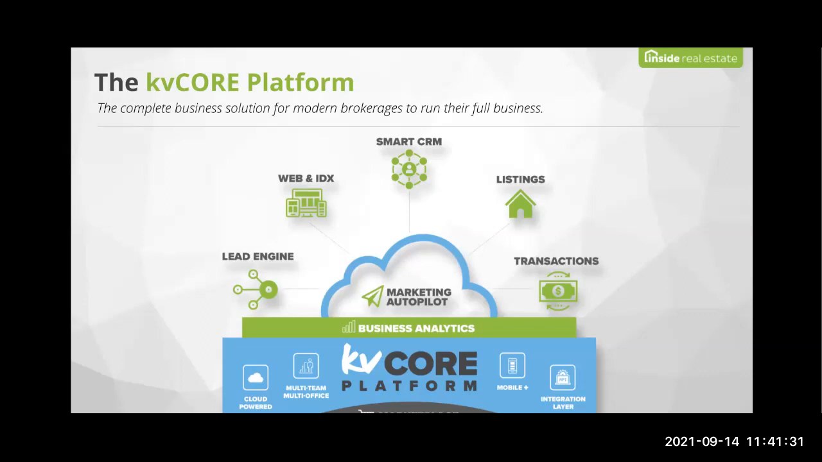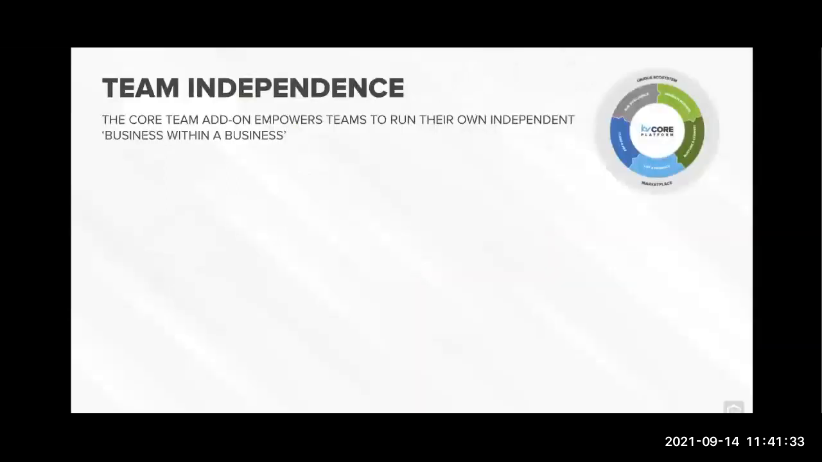So with the team add-on, the centerpiece is team independence. Really, getting the Core Team add-on is like buying KV Core directly from my sales team, but for a tiny fraction of the cost. So you're paying 30% of what you would normally pay for a system with multiple users involved. The centerpiece of which is the team website.